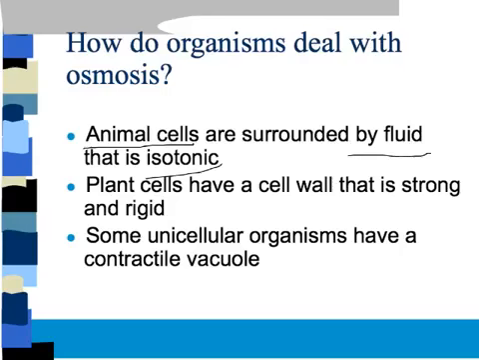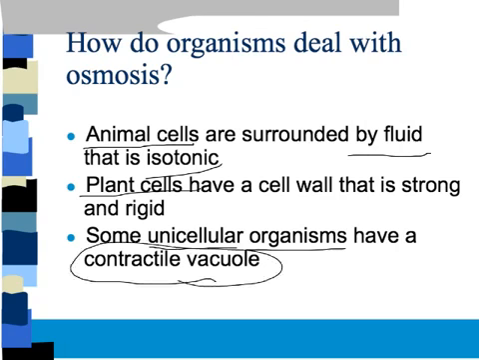Plant cells deal with this by having a really strong cell wall that can't burst. So even if too much water goes into a plant cell, it will not burst because the cell wall is strong and rigid. And then some unicellular organisms, things like paramecium, which are little unicellular protists, have what's called a contractile vacuole that basically pumps out any extra water that ends up in the cell.